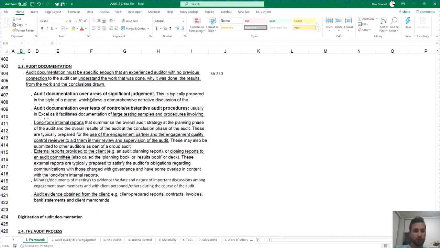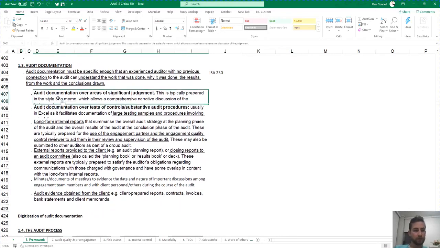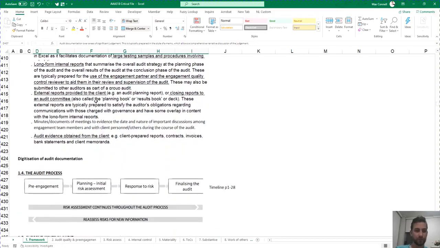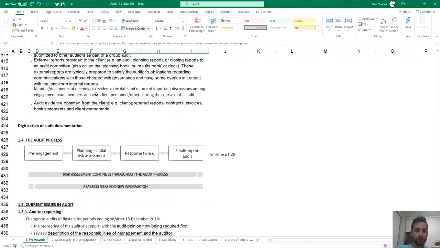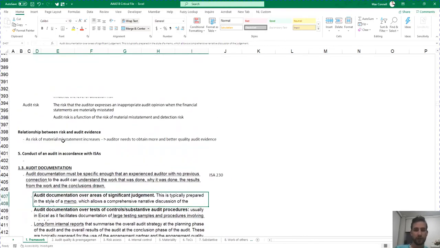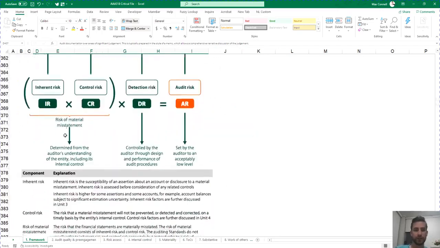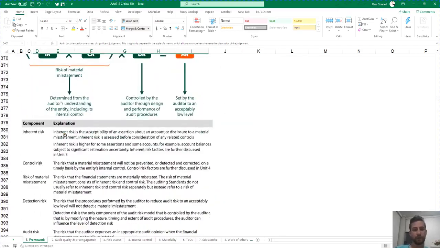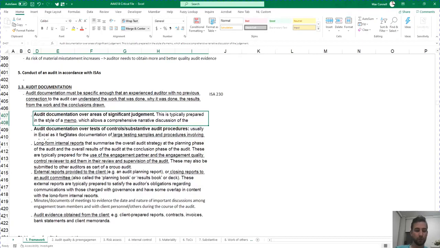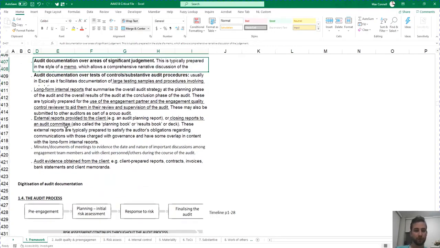So this is typically done through the style of a memo. It's basically just a story. It's like, we tested this, the results were this, the implication is this, it's material, not material, and so forth. You're not going to be tested on this. As I mentioned before, most of the questions in an exam will be around coming up with your own solutions for doing an audit test. And that's actually going to require some creativity on your part. So we'll go through that later on.